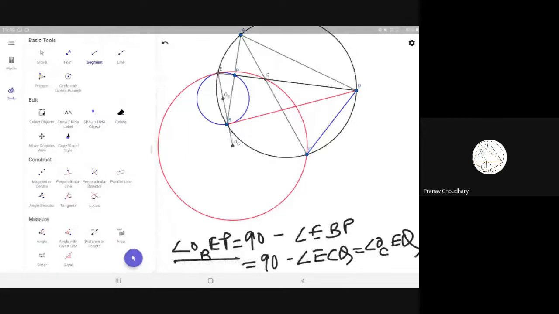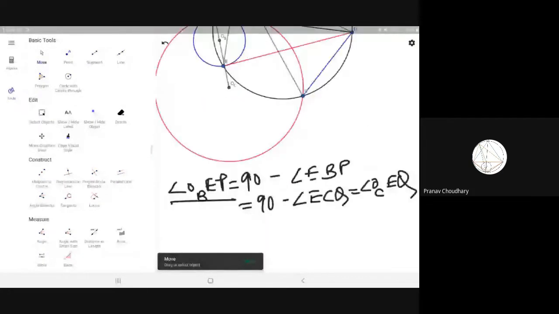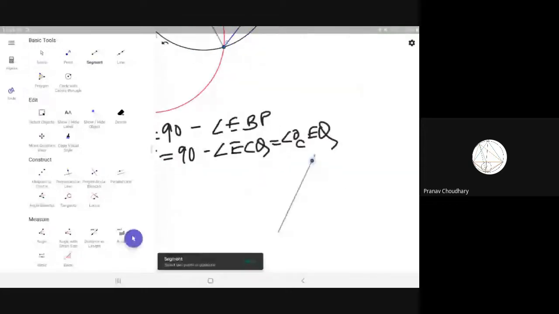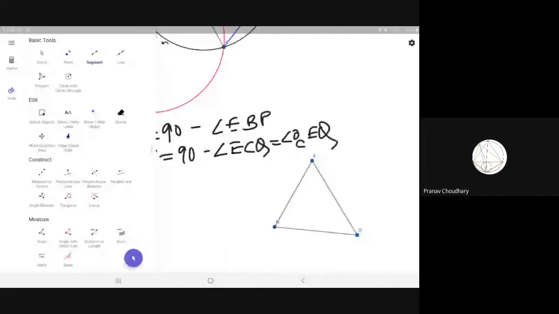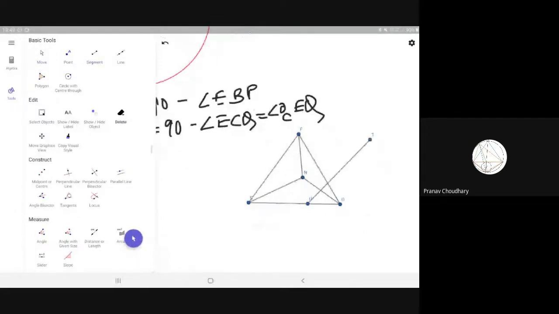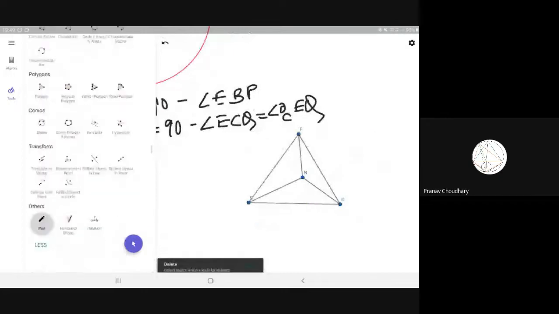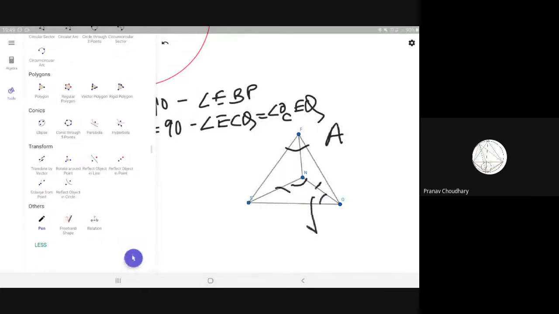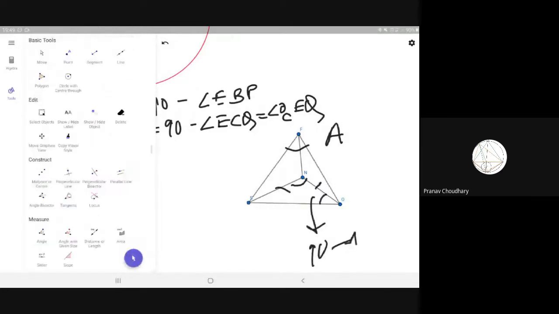How did 90 minus ECQ give OCEQ? Yeah, because suppose you have a triangle like this, right? Then suppose in this triangle N is the circumcenter, right? So if this angle is A, then this angle is 2A and these are equal. So this is 90 minus A, right? This is basically what I'm doing. Yeah, fine. Okay.